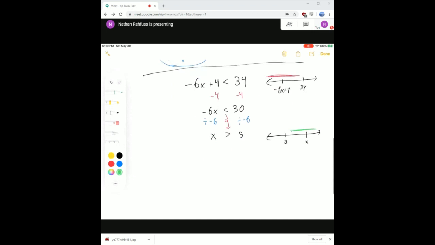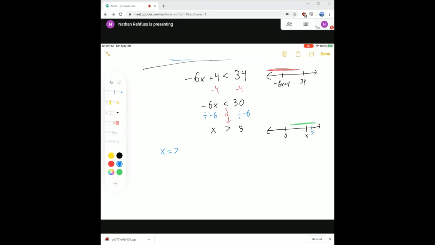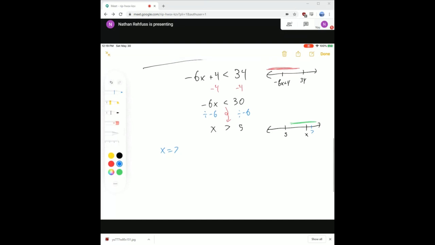So let's take some looks. For example, if x is 7, that's to the right of 5. So here's 7. Man, Google Meet is especially slow today. When x is 7, -6x plus 4 is equal to, whoops, that should be a -5, shouldn't it? So when x is 7, -6x plus 4 is equal to -6 times 7 plus 4, so -38. That really is less than 34.